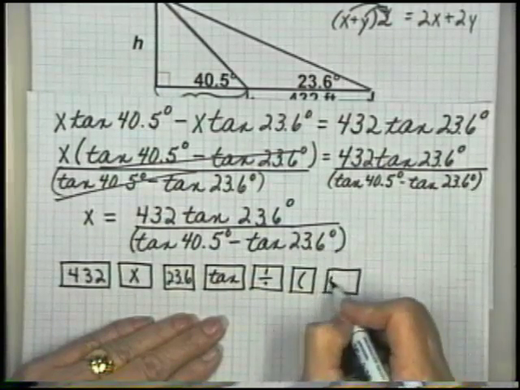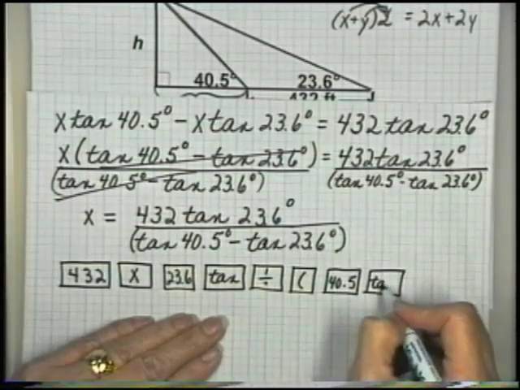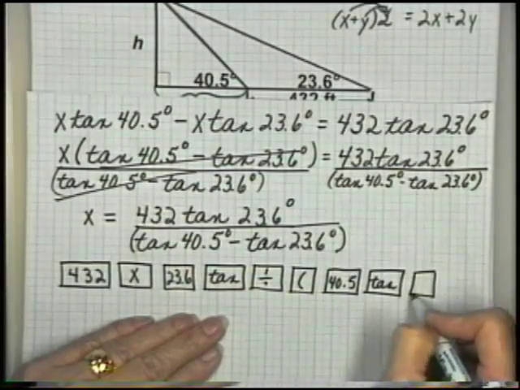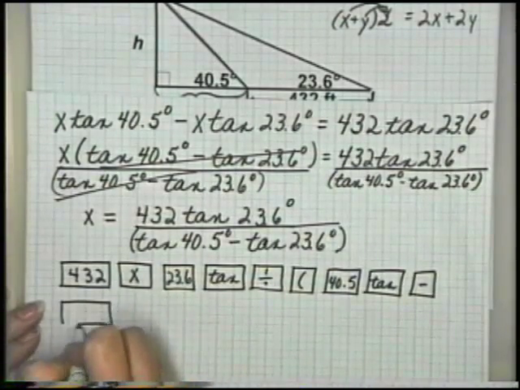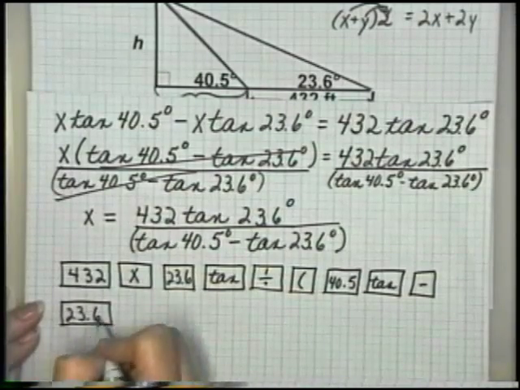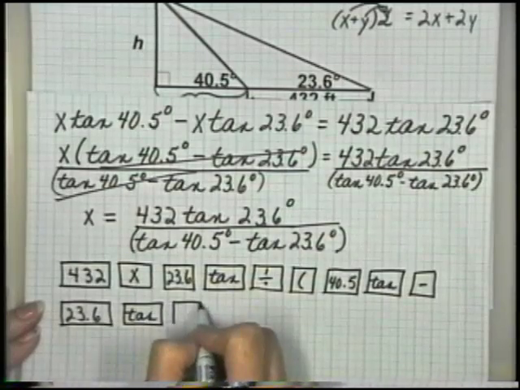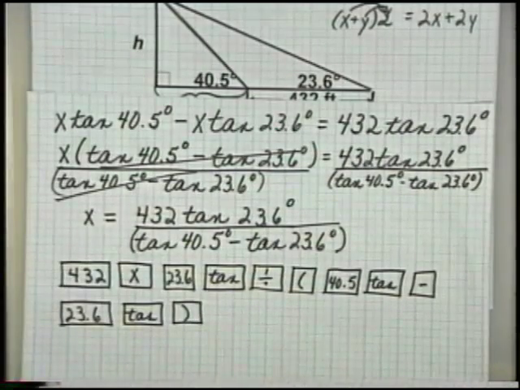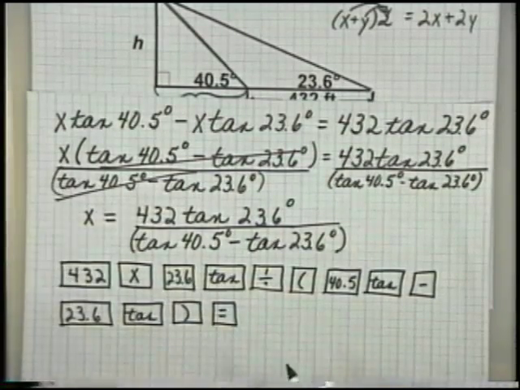On a scientific, of course, I'll put that angle in first, then I'll hit my tangent button, subtract, and then I'll have to put that angle in first, and hit that tangent button. Close those parentheses, and then hit your equal to actually make it divide.